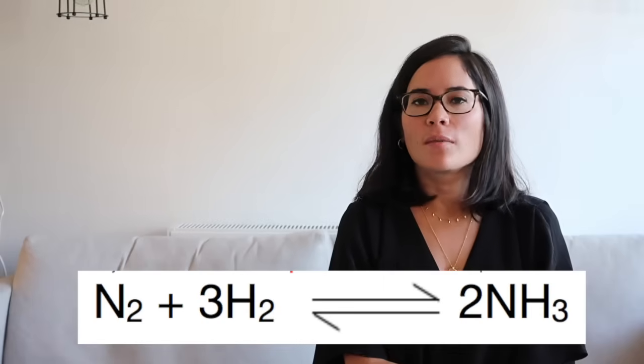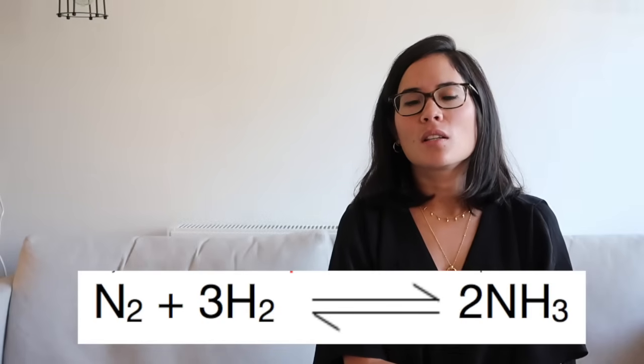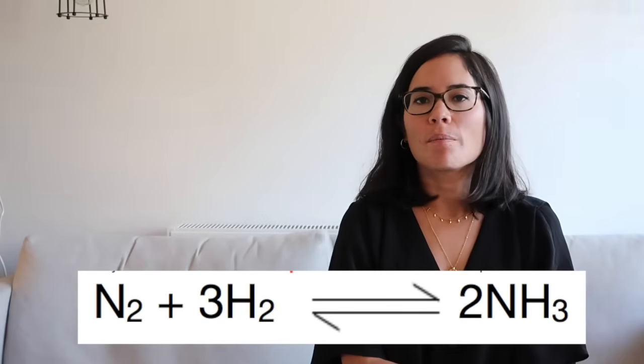So the Haber process, this is the manufacture of ammonia, and it involves the use of nitrogen and hydrogen. Delta H is negative, which means the forward reaction, the reaction which produces ammonia, is exothermic. So in order to increase the yield of ammonia, it makes sense therefore that we decrease the temperature. Why? Because the forward reaction is exothermic, so the position of equilibrium will shift to the right, and therefore more ammonia will be made.